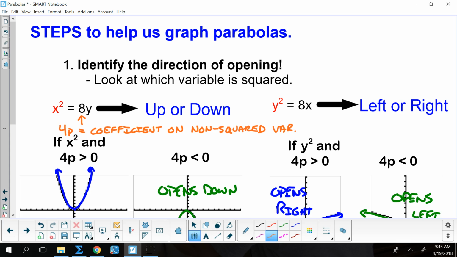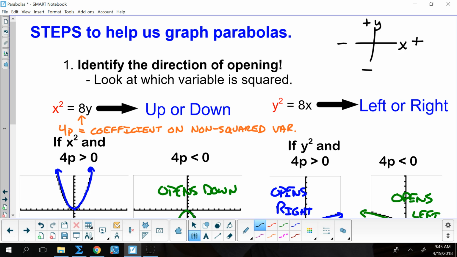That's that important number. So you're first looking at which variable is squared. Then you're looking at the coefficient of the variable that is not squared. If it's positive, it's going to open up or to the right, the positive directions. On a regular XY coordinate grid, up is positive, down is negative, right is positive, left is negative.